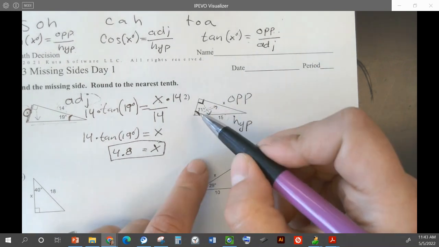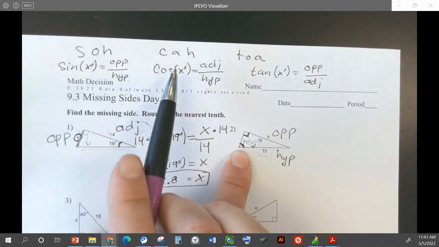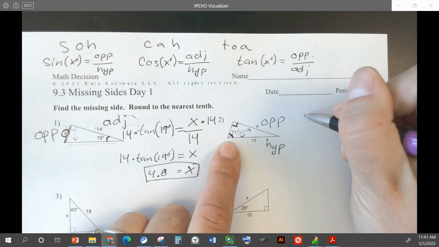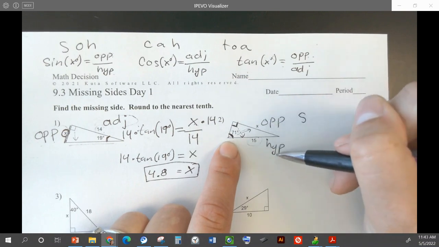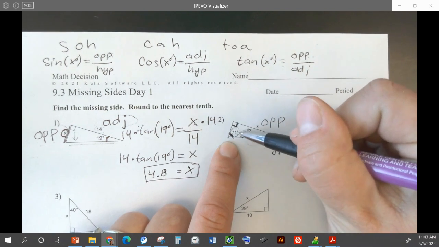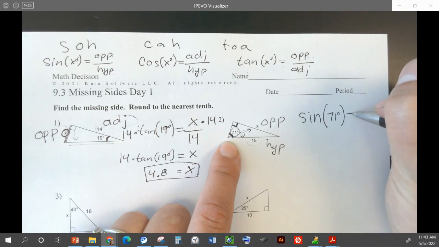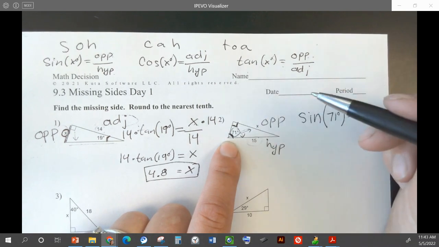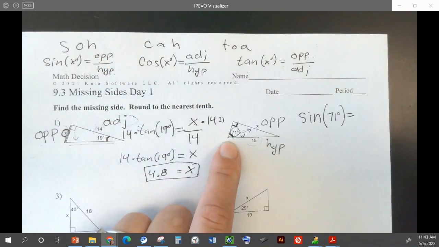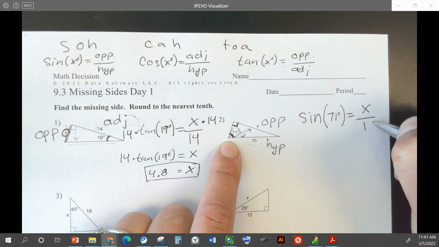All right, so what trig function are we going to use? Are we going to use sine, cosine, or tangent? Good, sine. Because we have the opposite and hypotenuse. So sine relates the opposite and hypotenuse. So we have sine of our angle. The angle goes inside of sine. And we need the opposite side over the hypotenuse. So x goes on top. Opposite over hypotenuse.